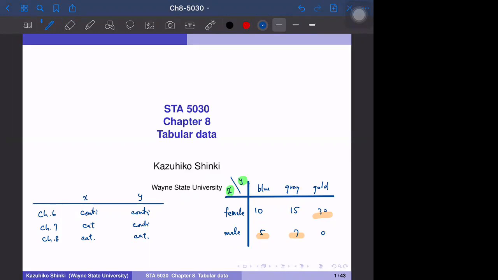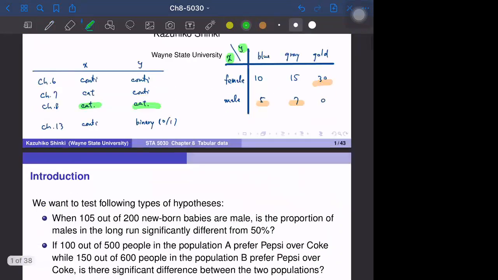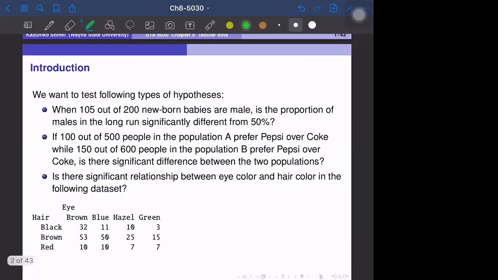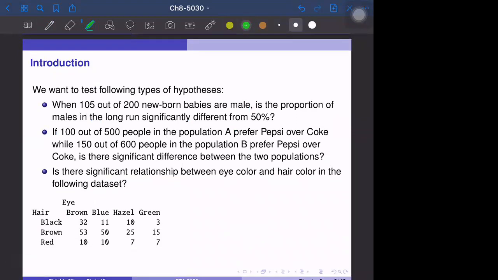So later, in chapter 13, we do the case that y is categorical, and actually only the binary case. So that is 0, 1. Only two values it can take, and x is any variable, continuous or categorical. But in chapter 8, we have categorical and categorical, and x or y can have many categories. So these are the typical questions we will answer in this chapter. The last one is the main one. Okay, so let's do them one by one.